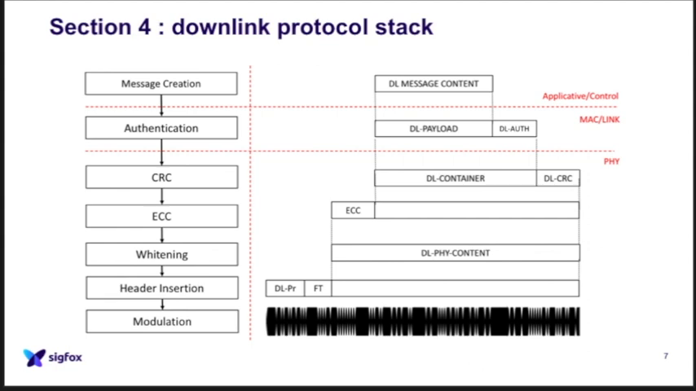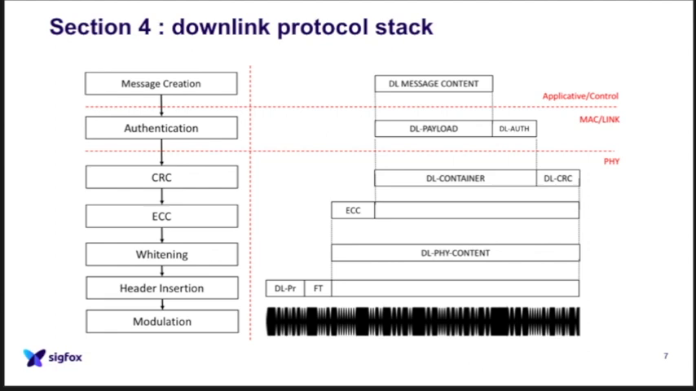So, in the device radio specification, we have chosen to describe the downlink protocol stack in the same way as in the uplink description. That is to say, starting from the message content down to a radio burst over the air. So, section 4 starts describing the message content, then the authentication field and how it is evaluated with the device ID from the uplink message, message counter, and device secret key.